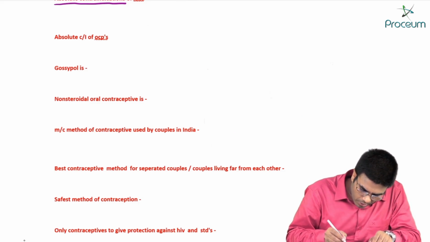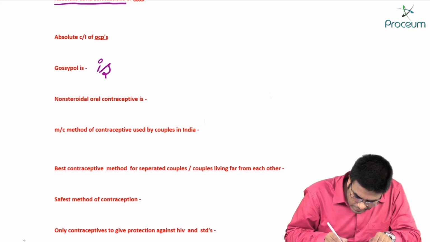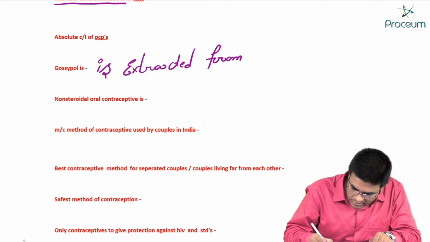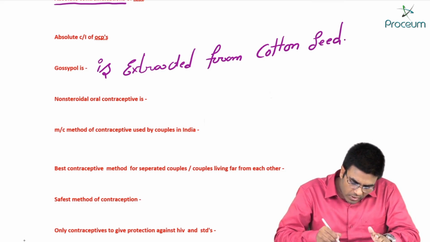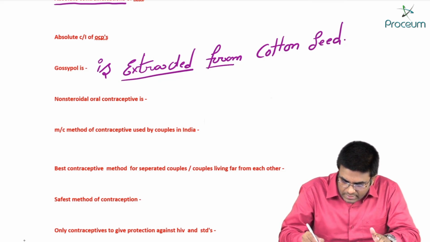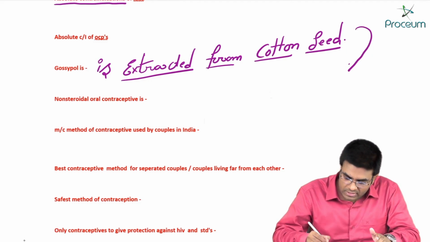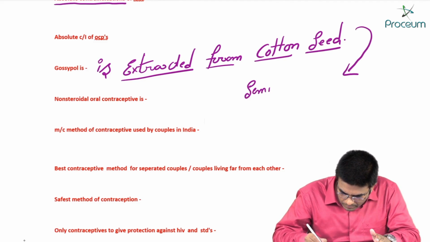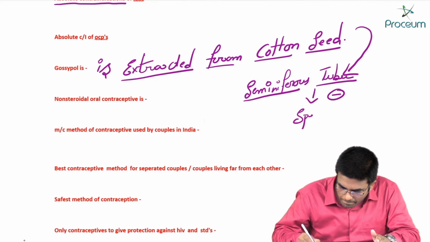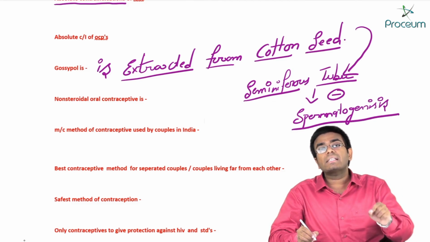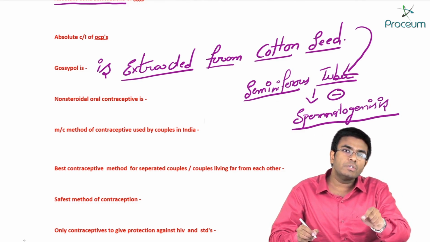Now, let's discuss. Gossypol is extracted from cotton seeds. This was discovered in China. Gossypol is extracted from cotton seeds, which will act on seminiferous tubules and will cause inhibition of spermatogenesis. So gossypol is a contraceptive agent which is used by a male.